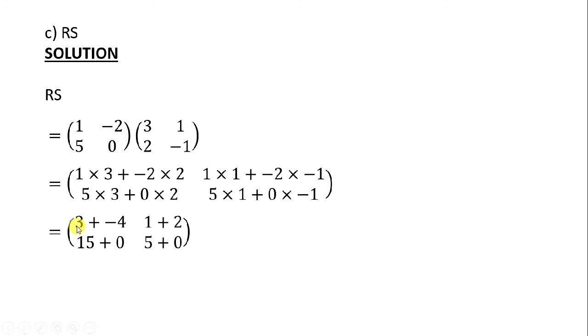So if you add 3 plus negative 4, we'll get a negative 1. 1 plus 2 will give us a 3. 15 plus 0 will give us a 15. 5 plus 0 will give us a 5. Our answer will look like that. It will be a 2 by 2 matrix with first row entries negative 1 and 3. Second row has entries 15 and 5. As simple as that.